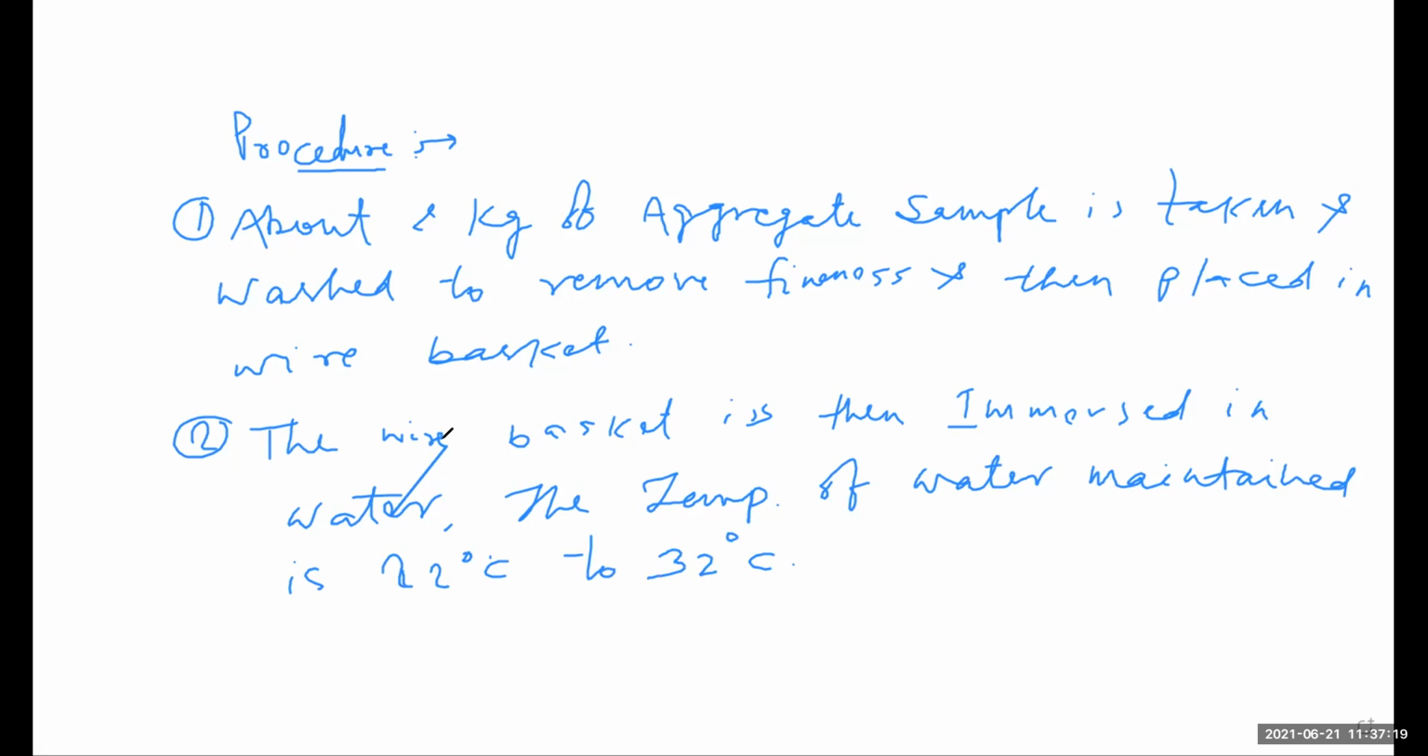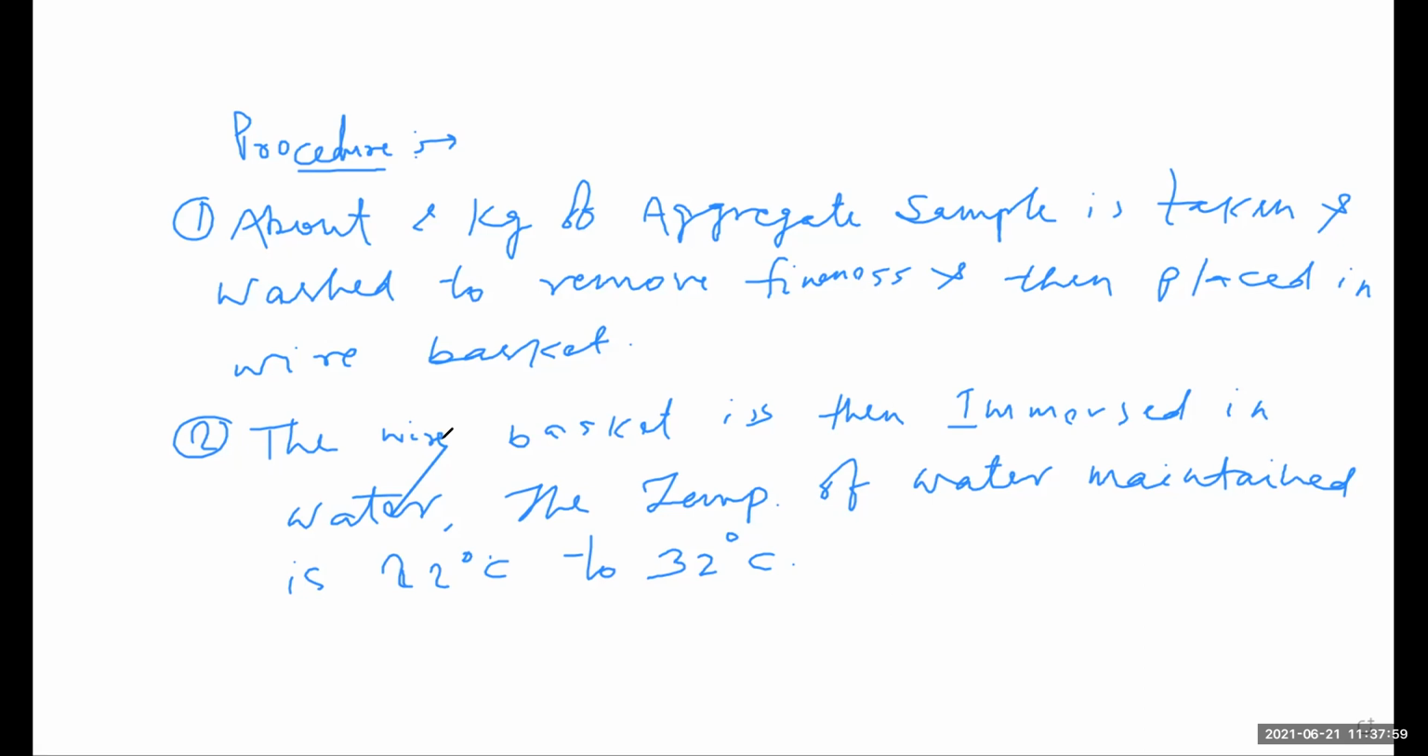above the base of the tank and allowing it to drop 25 times at a rate of about 1 drop per second. Next, the basket with aggregate is kept completely immersed in water for a period of 24 plus or minus 0.5 hours. That means we keep the basket with aggregate completely immersed in water for 24.5 hours, or it may be 23.5 hours. Then the basket and aggregates are weighed while suspended in water, at a temperature of 22 to 32 degrees Celsius.